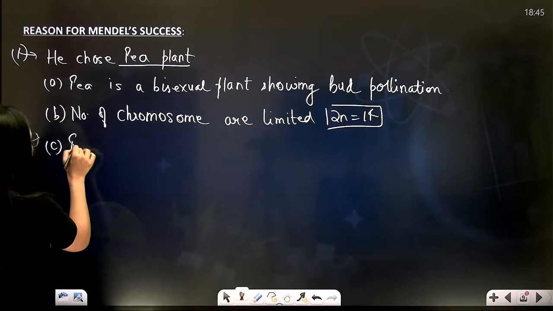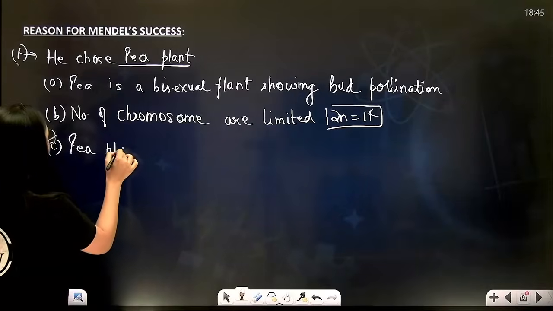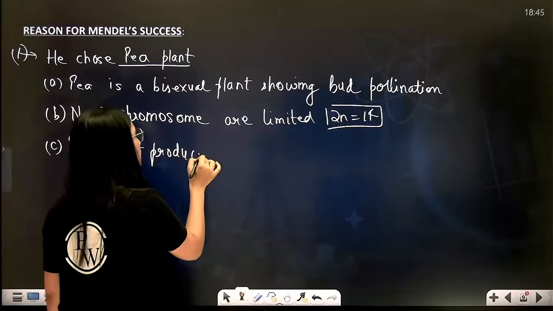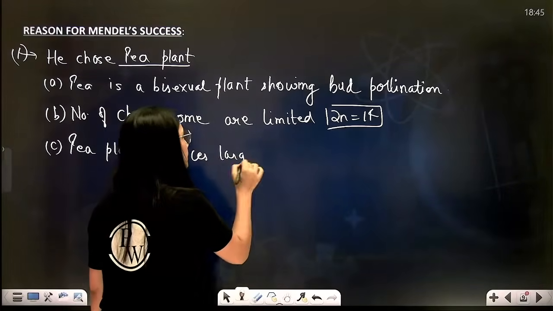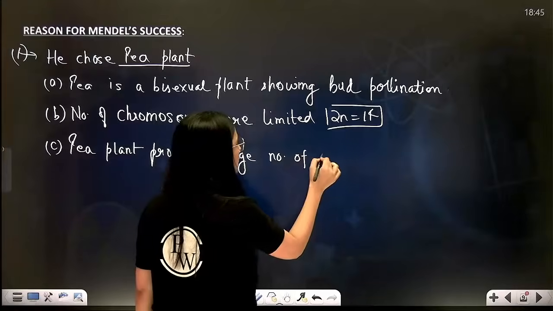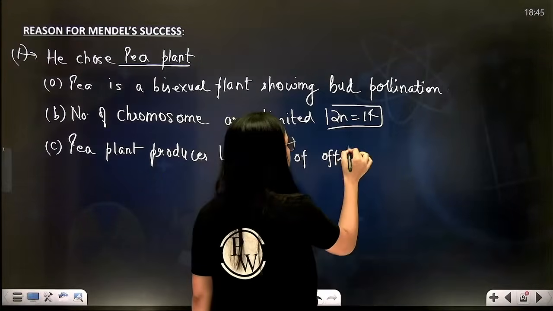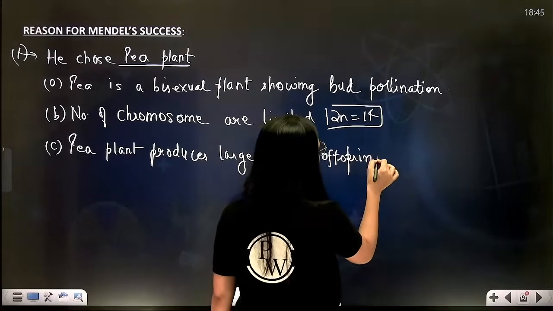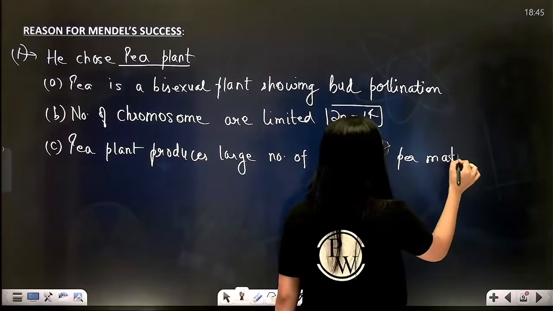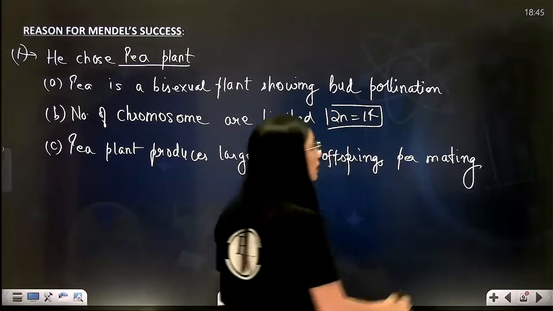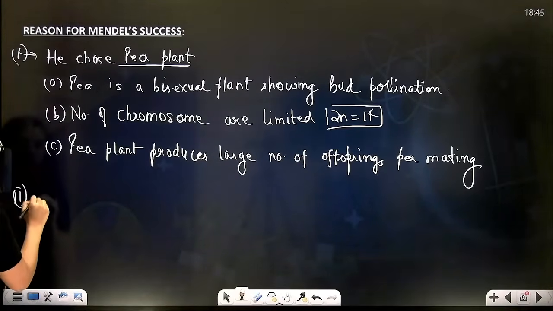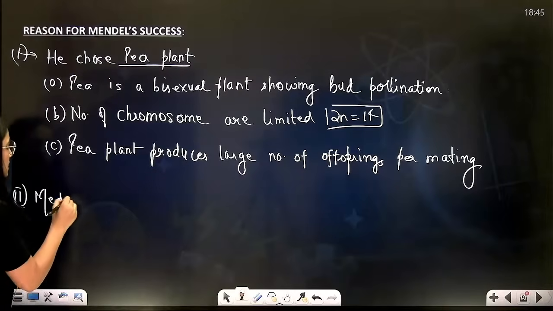See, the pea plant produces a large number of offspring per mating. Correct? Second reason, Mendel used the concept of stats.